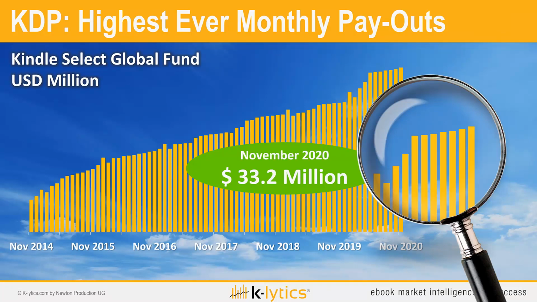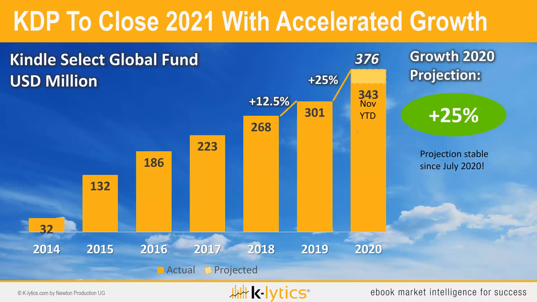And one indicator is the spike that you see in these yellow bars, which denote the Kindle Select Global Fund. That is the royalties being paid to Kindle Unlimited, Kindle Select authors who've chosen to go exclusive with Amazon, where in 2020, one highest-ever month has been chasing the other. And if we take all the months year to date in September and make a projection for 2020, we're going to see a 25% increase in these aggregate payouts, and that is basically a doubling of the growth rate that we've seen last year.